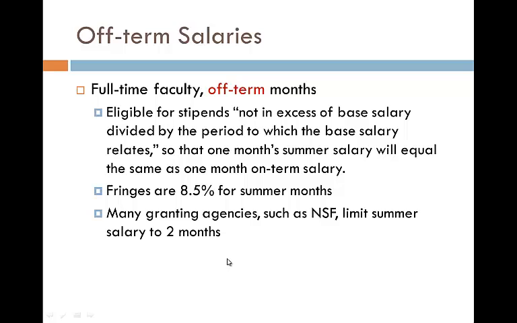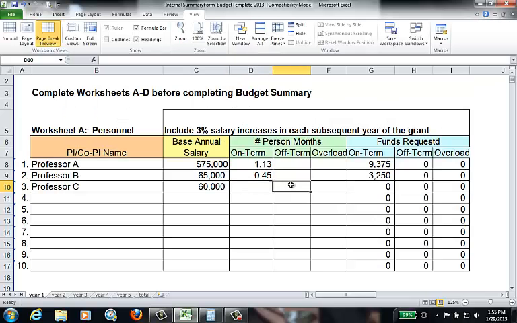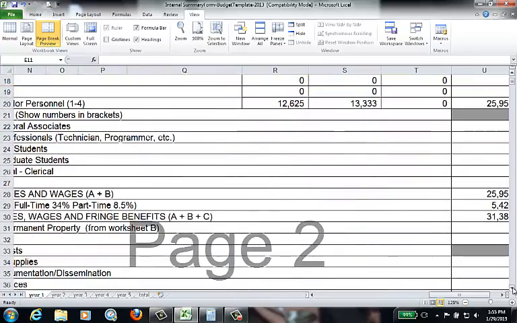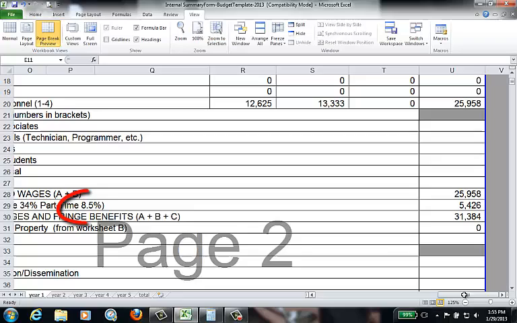With regard to your off-term months, you can ask to get paid. You are eligible for a stipend not in excess of base salary divided by the period to which the base salary relates. What that means is 1 month of your summer salary is going to equal the same as 1 month of your on-term salary. So you just take your annual salary divided by 9, and that's your monthly salary. The sheet will calculate that as well, and it will also calculate our off-term fringe rate of 8.5%.